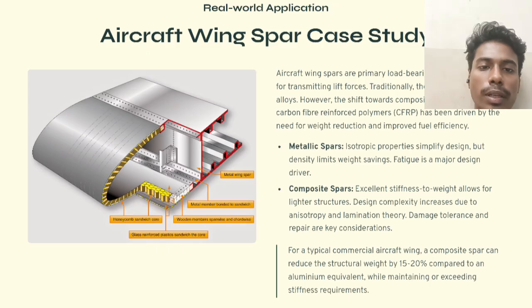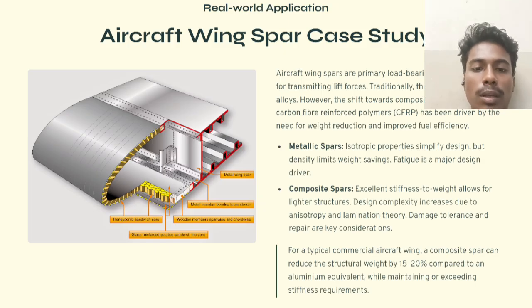Slide 6, aircraft wing spar case study. Let's see how this applies to real-world aerospace components. The aircraft wing spar is the main load-bearing member that transmits lift force across the wing. Traditionally, they are built from aluminium alloy. Metals are easy to design due to their isotropic nature, but their high density limits weight reduction. We should keep the weight of the aircraft low.